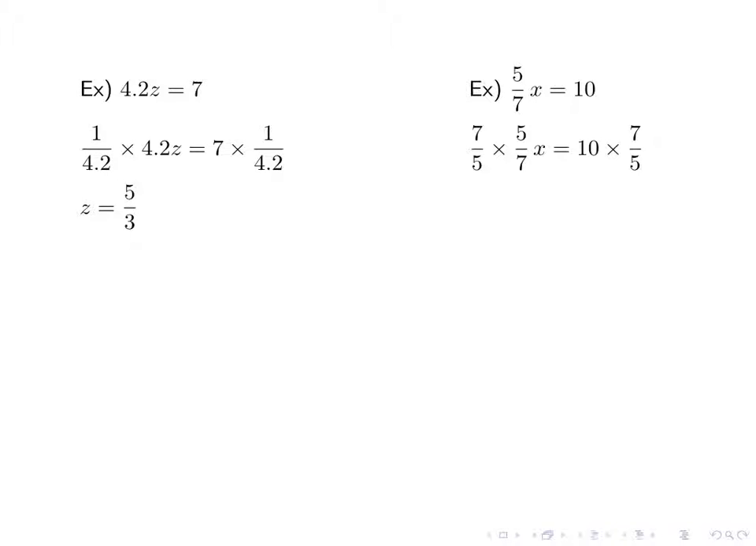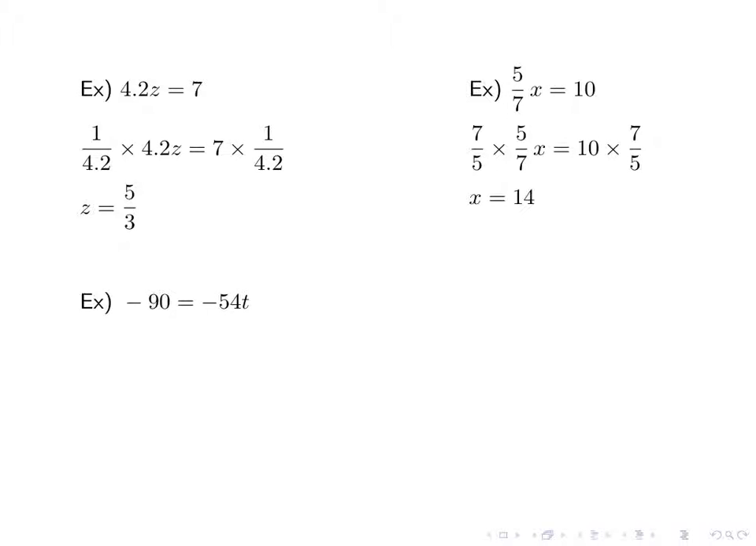And again, on the left, the 7's and the 5's cancel, and you're left with just x. And on the right, you can cancel a 5 from the top and bottom, and you're left with 2 times 7, which is 14. Again, you can always go back and double check. Is 5 over 7 times 14 equal to 10? Yes.